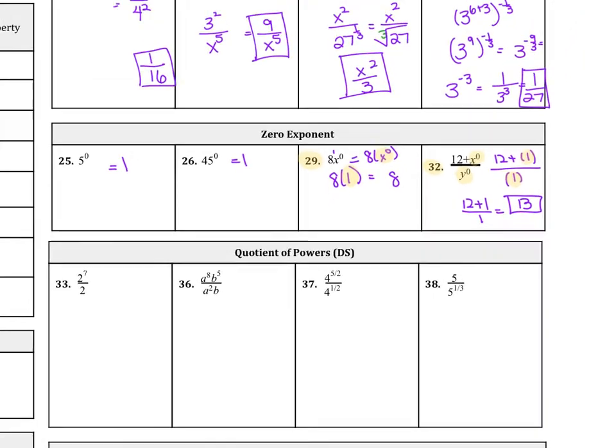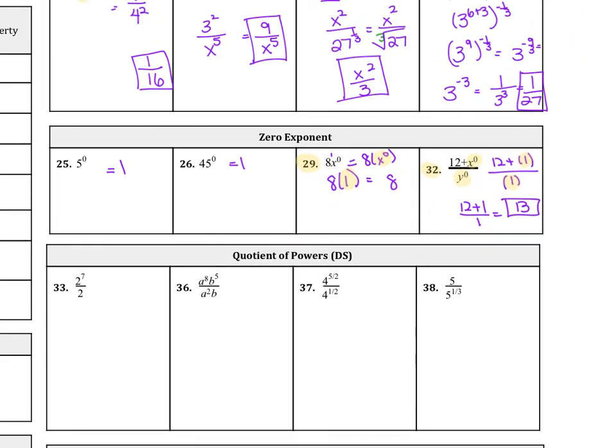Let's look at quotient of powers. Remember, with quotient of powers, when we're dividing, we're going to subtract the exponents. Dividing, we subtract the exponent. Remember, if there's nothing there, there's an invisible 1. So try out these 4 examples. Now remember, if there is no exponent that you see, that is always 1. Try these out. Number 38 may be a little bit challenging, but see if you can figure it out.